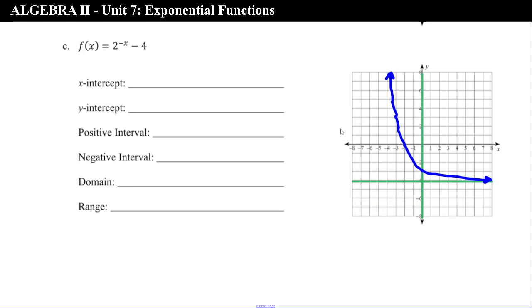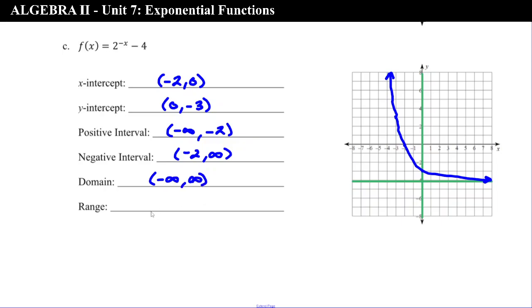This time, x-intercept. Well, this one does go through the x-axis at -2, 0. The y-intercept, that's going to be at 0, -3. We're positive from -infinity to -2. We're negative from -2 to positive infinity. Our domain, -infinity to positive infinity, as always. And our range, we start on the bottom end from -4, and we work our way up to infinity. And those are your key features for this particular function.